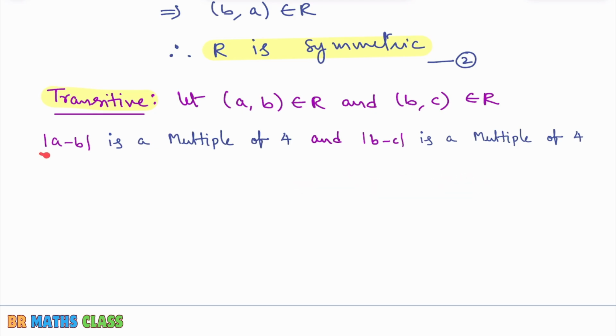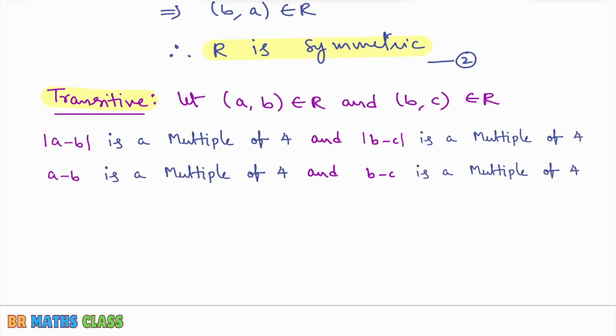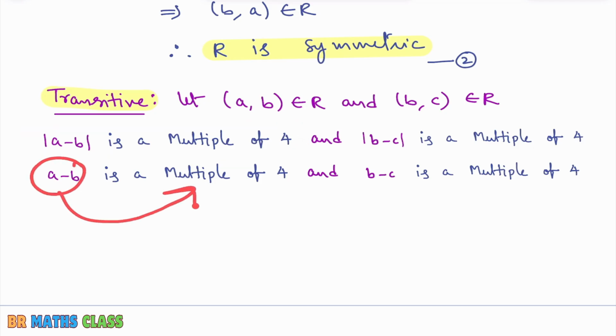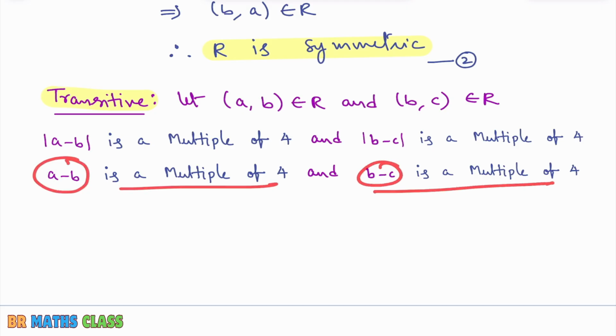What I am trying to say is, if modulus of a minus b is a multiple of 4, then a minus b is also a multiple of 4. See here, as modulus of a minus b is a multiple of 4, we can write that a minus b is a multiple of 4. Similarly, as modulus of b minus c is a multiple of 4, we can write that b minus c is a multiple of 4. So here a minus b is a multiple of 4, and b minus c is also a multiple of 4.